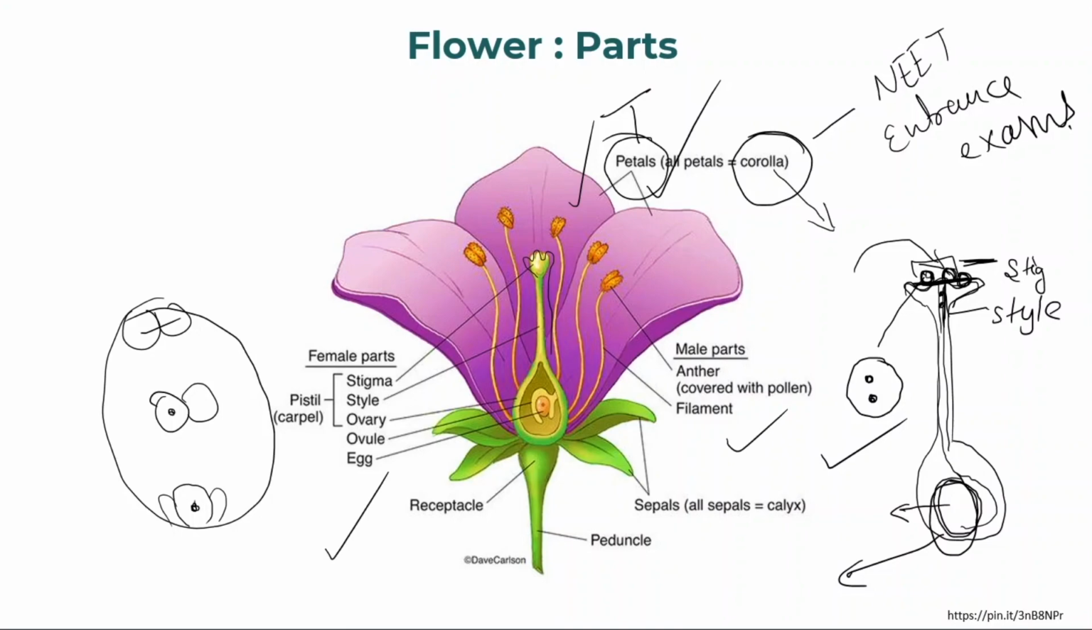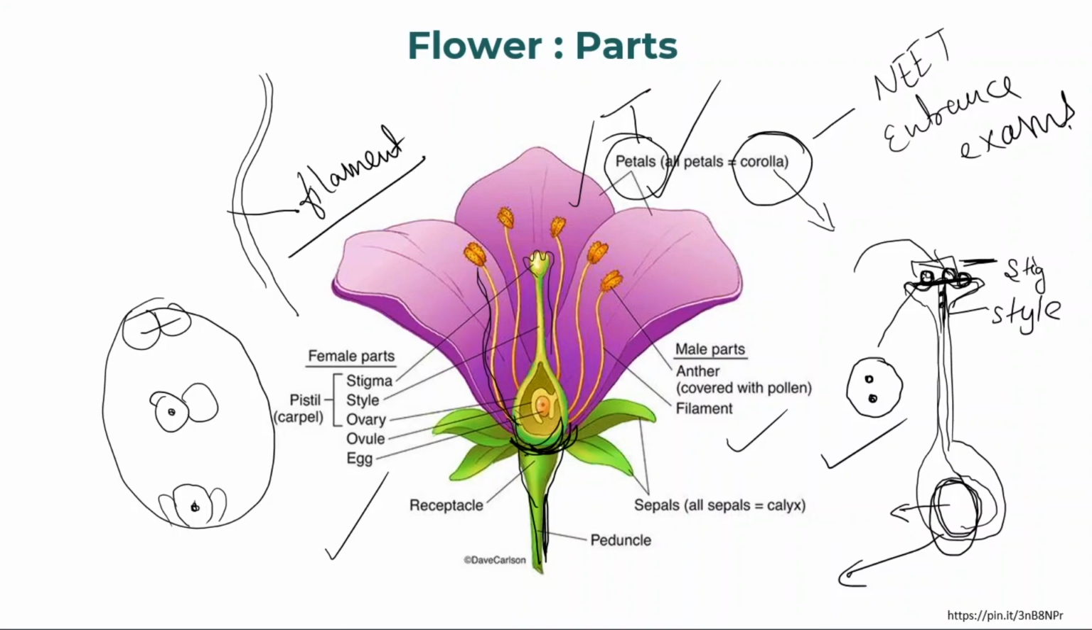Now the male parts. This whole thing looks like the style, but it is actually a tube-like structure. If I draw it here, it looks like this. The male part is made up of the filament, which is attached to the thalamus part. Or you could say it is attached to a stalk, which gives the whole flower support.